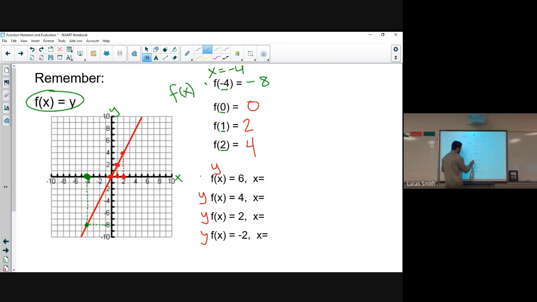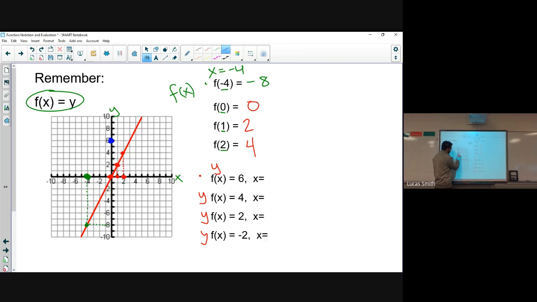We'll do this first one together. Well, we're going to do all of them together, but we'll do this first one first. Y equals 6. So I go up to 6 on the y-axis. We'll go blue here. I go up to 6 on the y-axis because it gives me y equals 6. Okay, and it wants to know when y equals 6, what's the x value of my function?